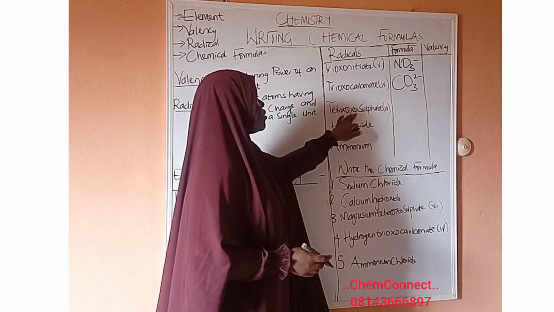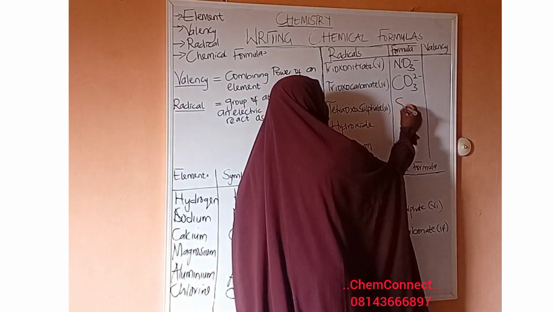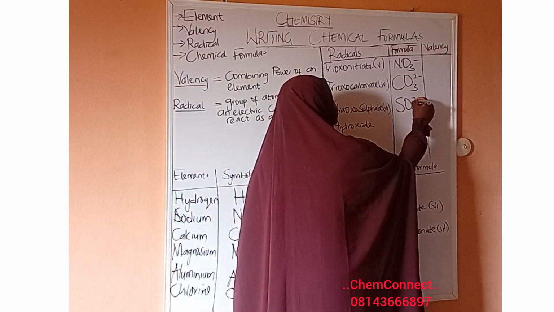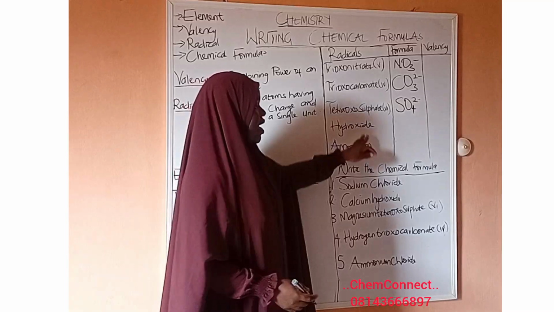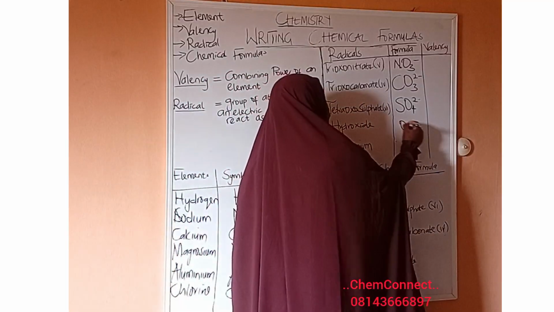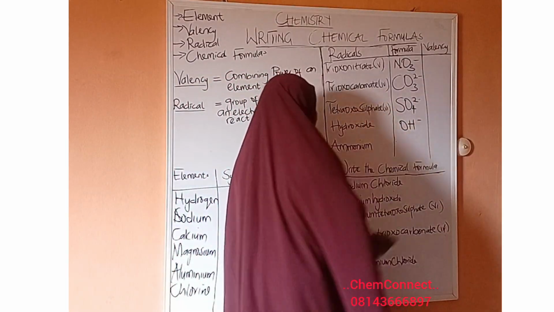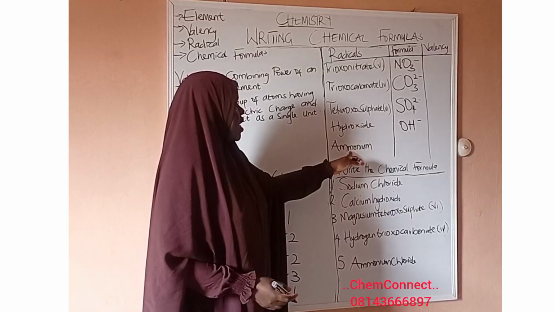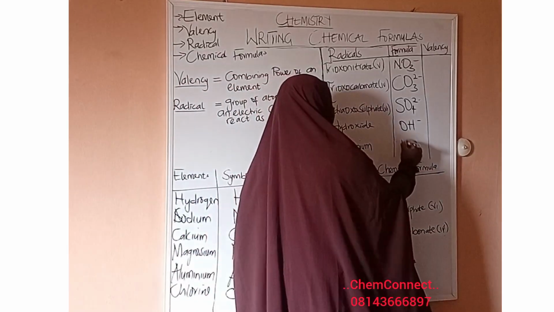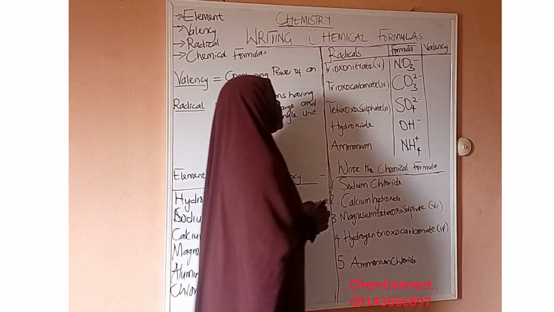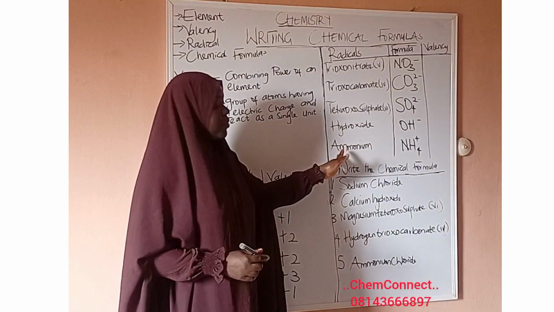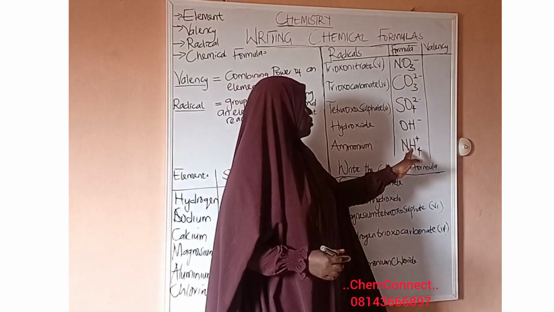We have tetraoxosulfate(VI), SO4 2-. That's the formula for tetraoxosulfate(VI). We have hydroxide, OH-. Then we have the last one here, ammonium, NH4+. These are radicals. These are common radicals with their formula.